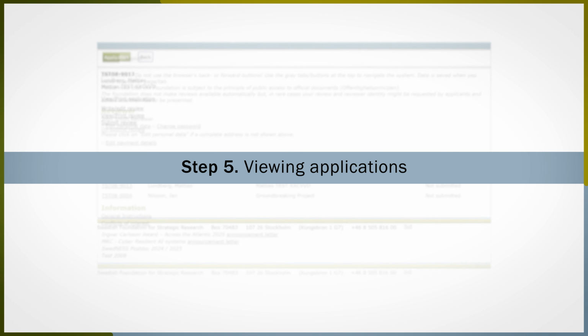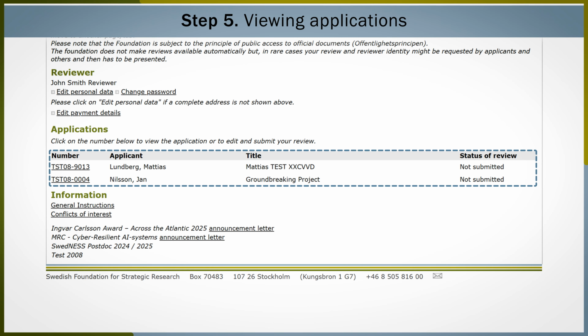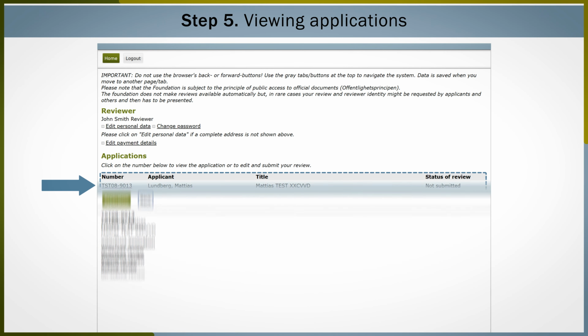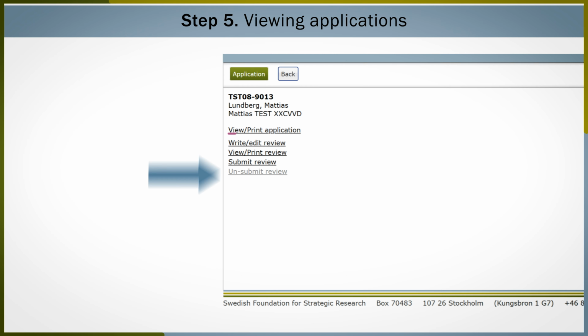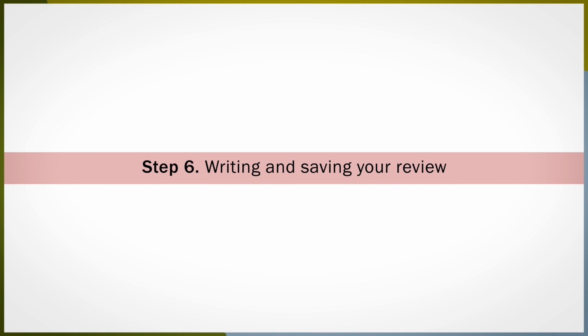Step 5. Viewing applications. In the portal, you will see all applications assigned to you. Click the application number to open it. Use View Print Application to download the full proposal, or click Edit Review to enter your comments directly in the portal.